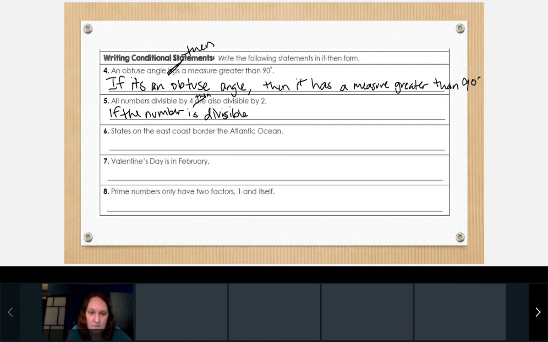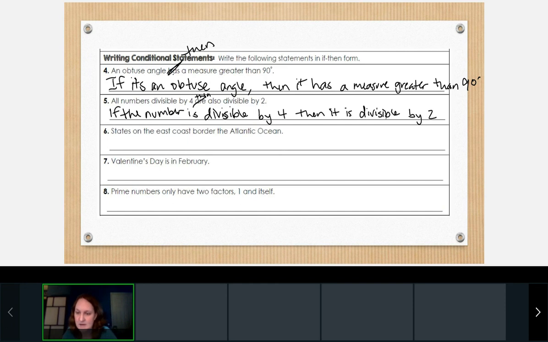Where am I? Then it is divisible by 2. And there are other ways to write this. So maybe you write it slightly differently, as long as you're having if divisible by 4, then divisible by 2. If you have words slightly different, that's okay.